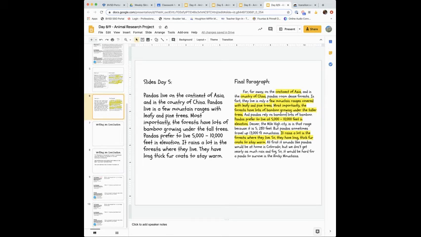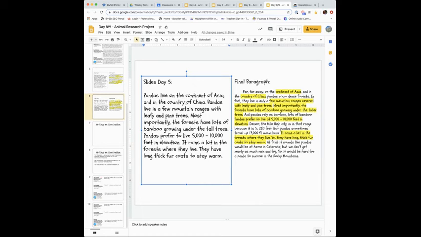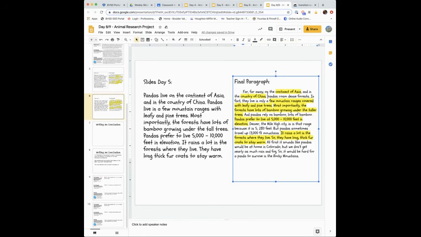My final paragraph says, far, far away on the continent of Asia in the country of China, pandas roam dense forests. So I still thought I needed to start with the continent and country that pandas live in. But my sentence from the slides, day 5, said pandas live on the continent of Asia and in the country of China. I just wanted that to sound fancy. And so I used storybook words, far, far away on the continent of Asia, and that the forests where they live are dense. That means there's lots of trees close together. I noticed that from my pictures.